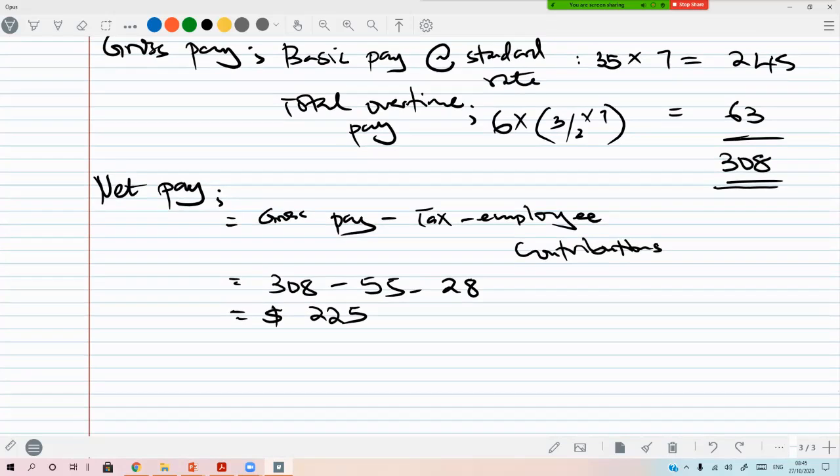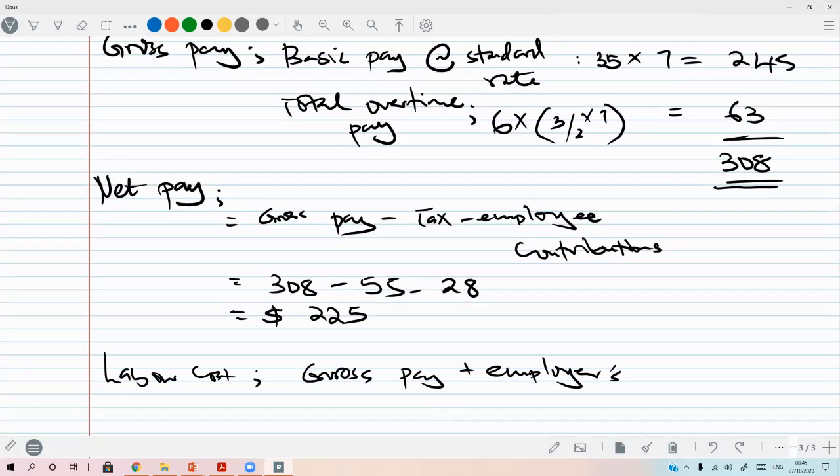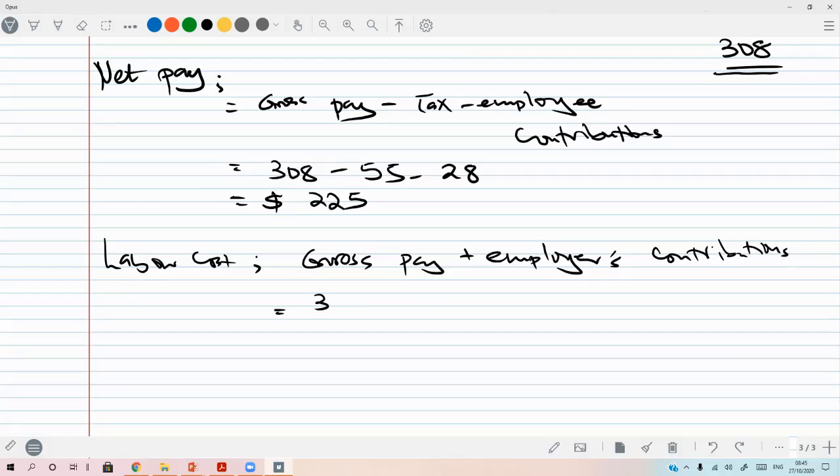Then we need to get the labor cost to the employer, to the company. Labor cost to the company will be equal to the employee's gross pay plus any employer's contribution they're making on behalf of this employee. The gross pay is $308. The employer contribution for that particular employee for the particular time period was $29. Plus $29 to give us $337 for the labor cost to the company. That's how we determine the gross pay, the net pay, as well as the labor cost.